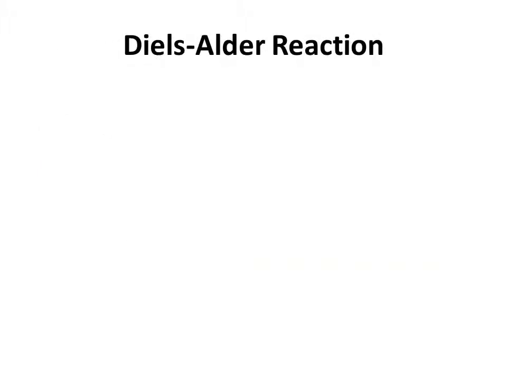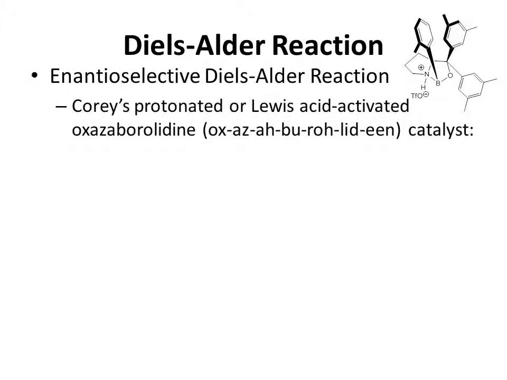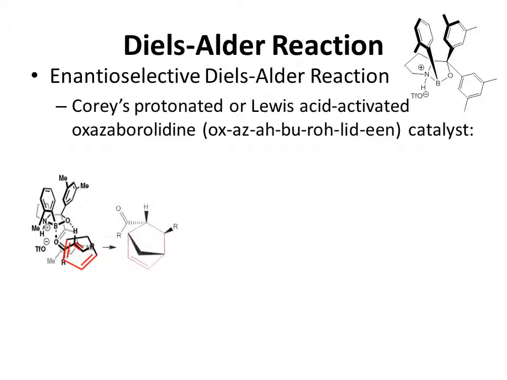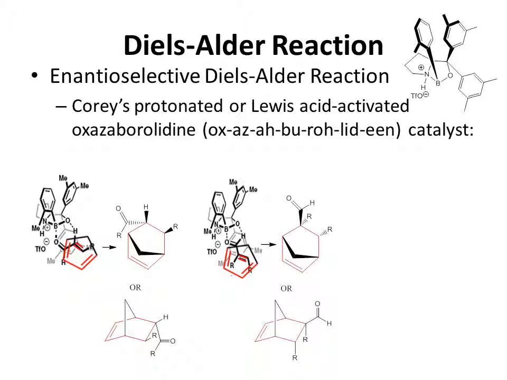One of the most widely used methods for the enantioselective Diels-Alder reaction employs Corey's protonated or Lewis acid activated oxazaborolidine catalyst. If an alpha-beta unsaturated ketone or ester reacts with a diene, only the top face is available, producing almost exclusively a single enantiomer of the endo adduct. In the case of an alpha-beta unsaturated aldehyde, when the diene reacts again at the top face, the major product will be the exo adduct as a single enantiomer.